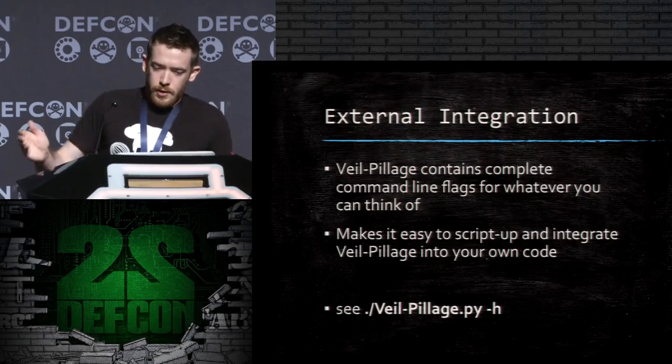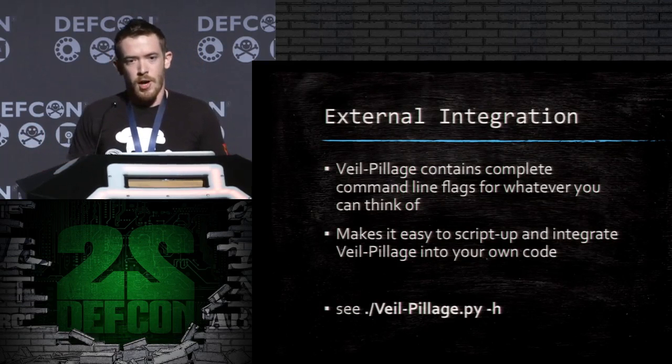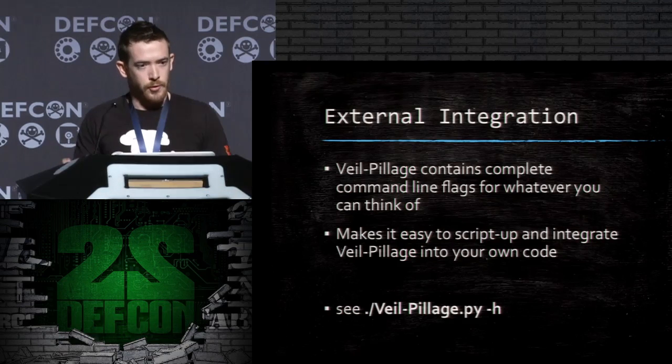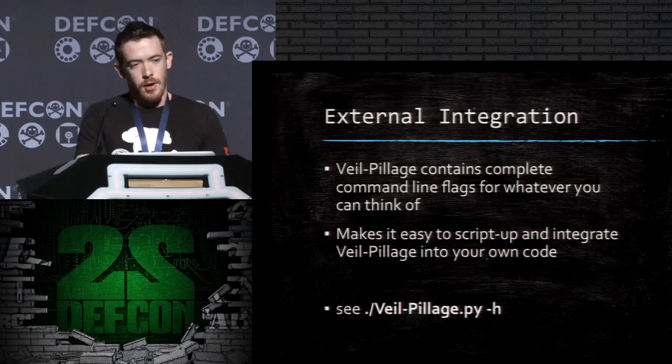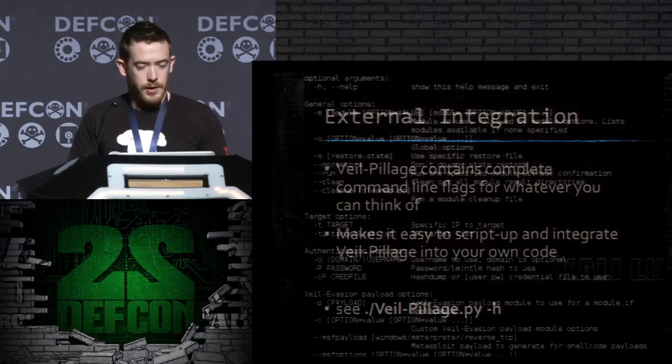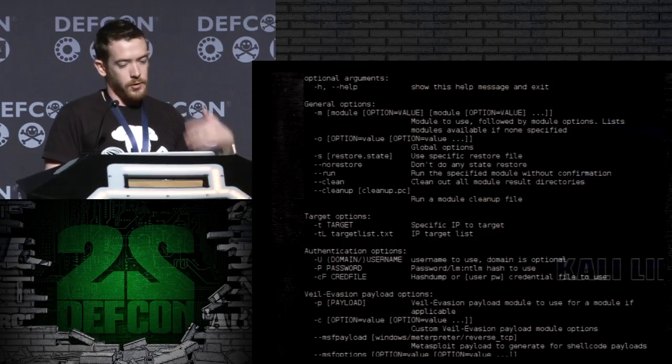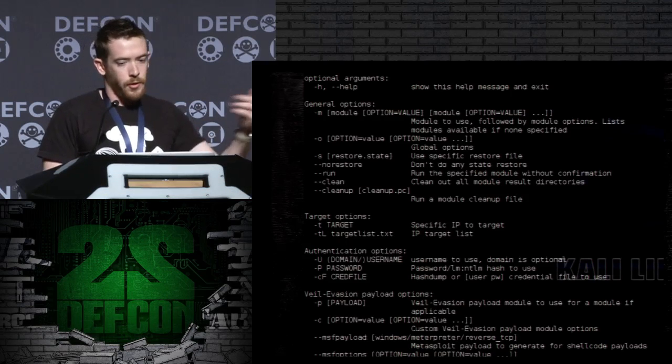Pillage contains complete command line flags for every single option that you can set in the framework. And a big reason I put this in is because I script up other tools beneath mine a lot of the time. So I want people to be able to integrate all this functionality straight into their own tool sets. So Veil Pillage SH, I know this is really small, but this is every single option that you can set. Targets, cleanup stuff, state restores, Veil Evasion options, all those types of things.